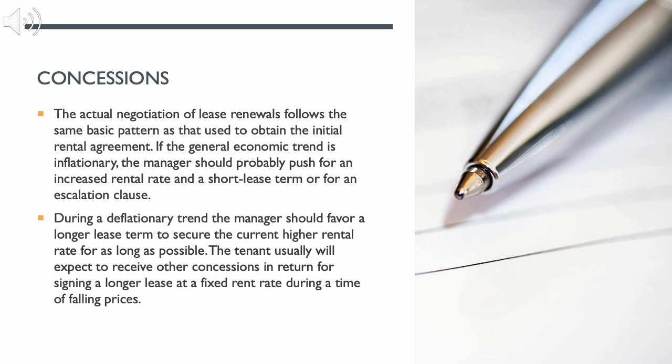If the general economic trend is inflationary, the manager should probably push for an increased rental rate and a short lease term or for an escalation clause. During a deflationary trend, the manager should favor a longer lease term to secure the current higher rental rate for as long as possible. The tenant usually will expect to receive other concessions in return for signing a longer lease at a fixed rent rate during a time of falling prices.